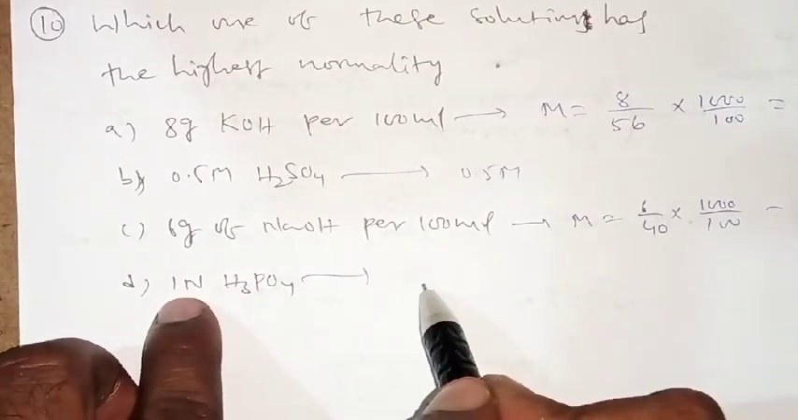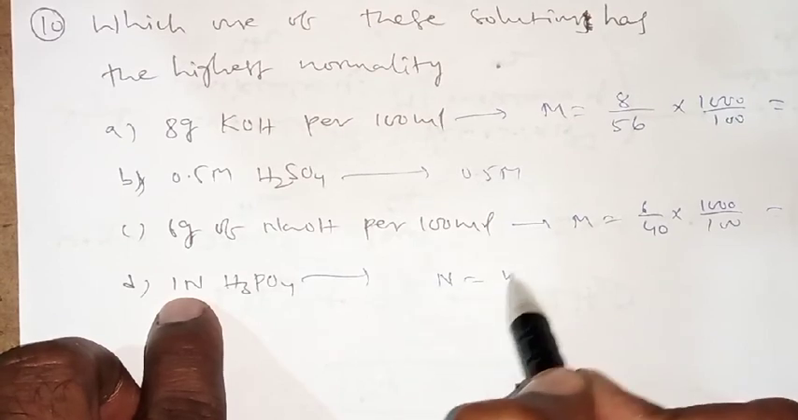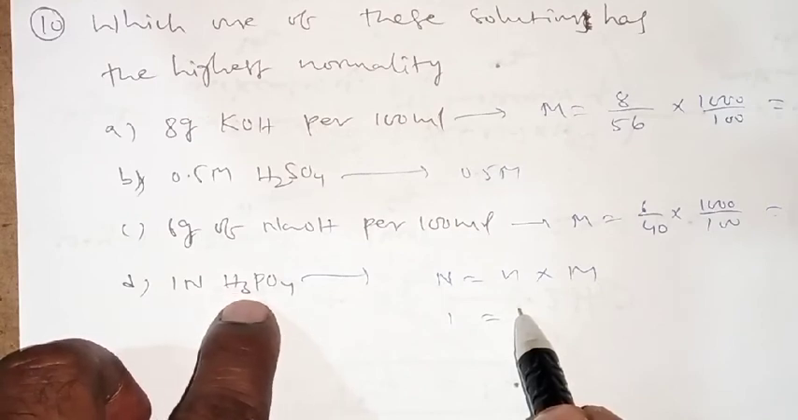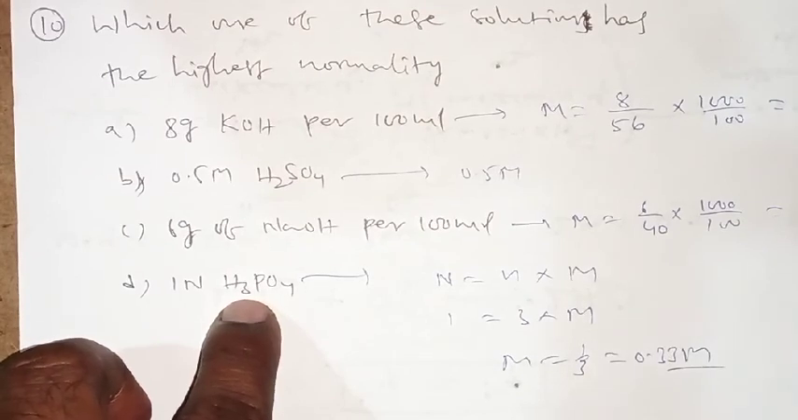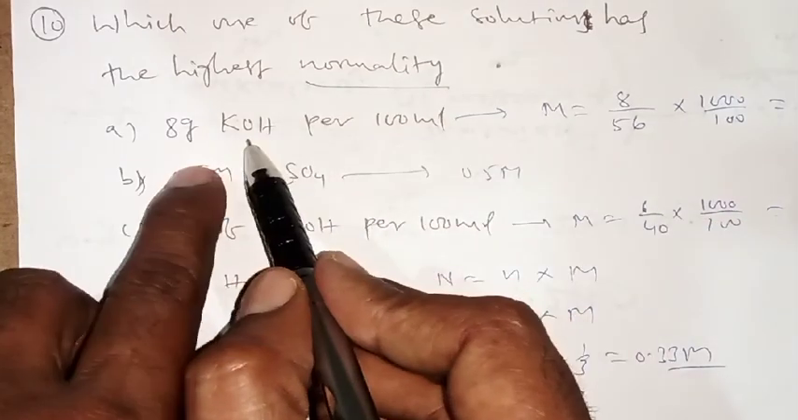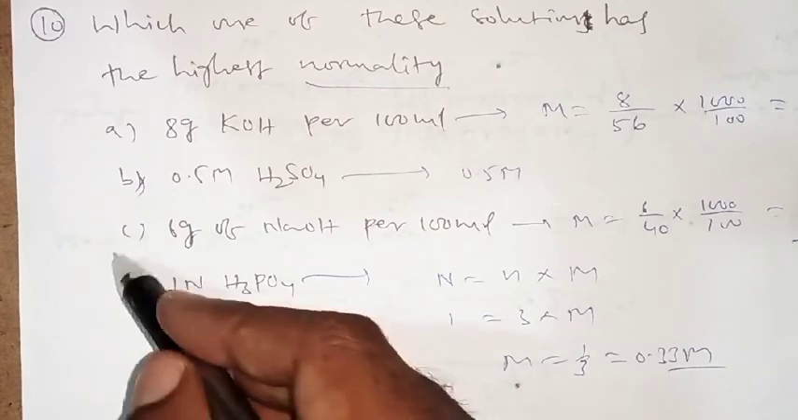Then 1N H3PO4. 1N H3PO4, you know N equals n into M. So 1 equals n into M, where n is the number of hydrogen ions, 3, into M. That is why M equals 1 by 3, that means 0.33 M. See, all are converted into molarity, or you can convert into normality also, no problem, because this one is one normal, and this is also one normal. Among all, if you observe which value is more, which concentration is more, 1.5. That means our option is C.